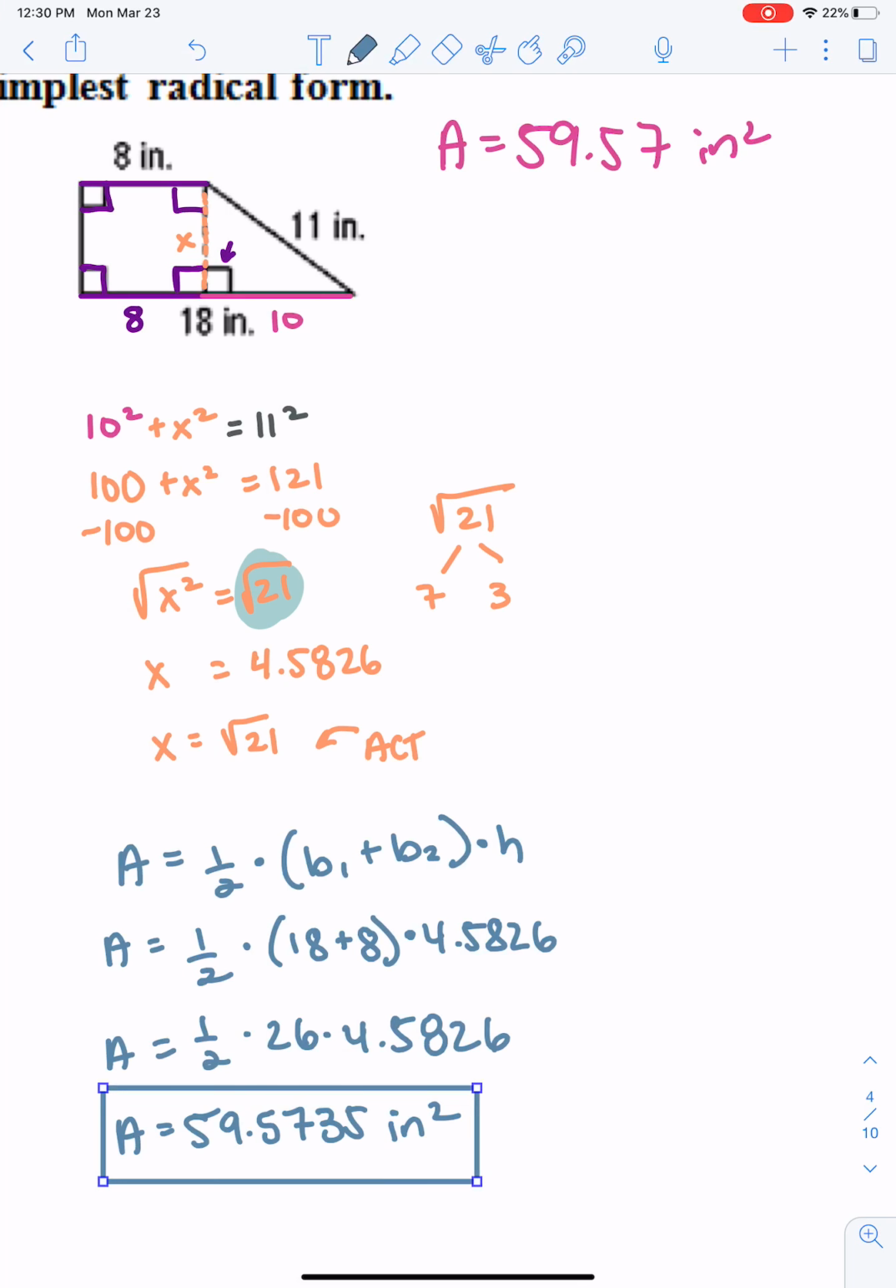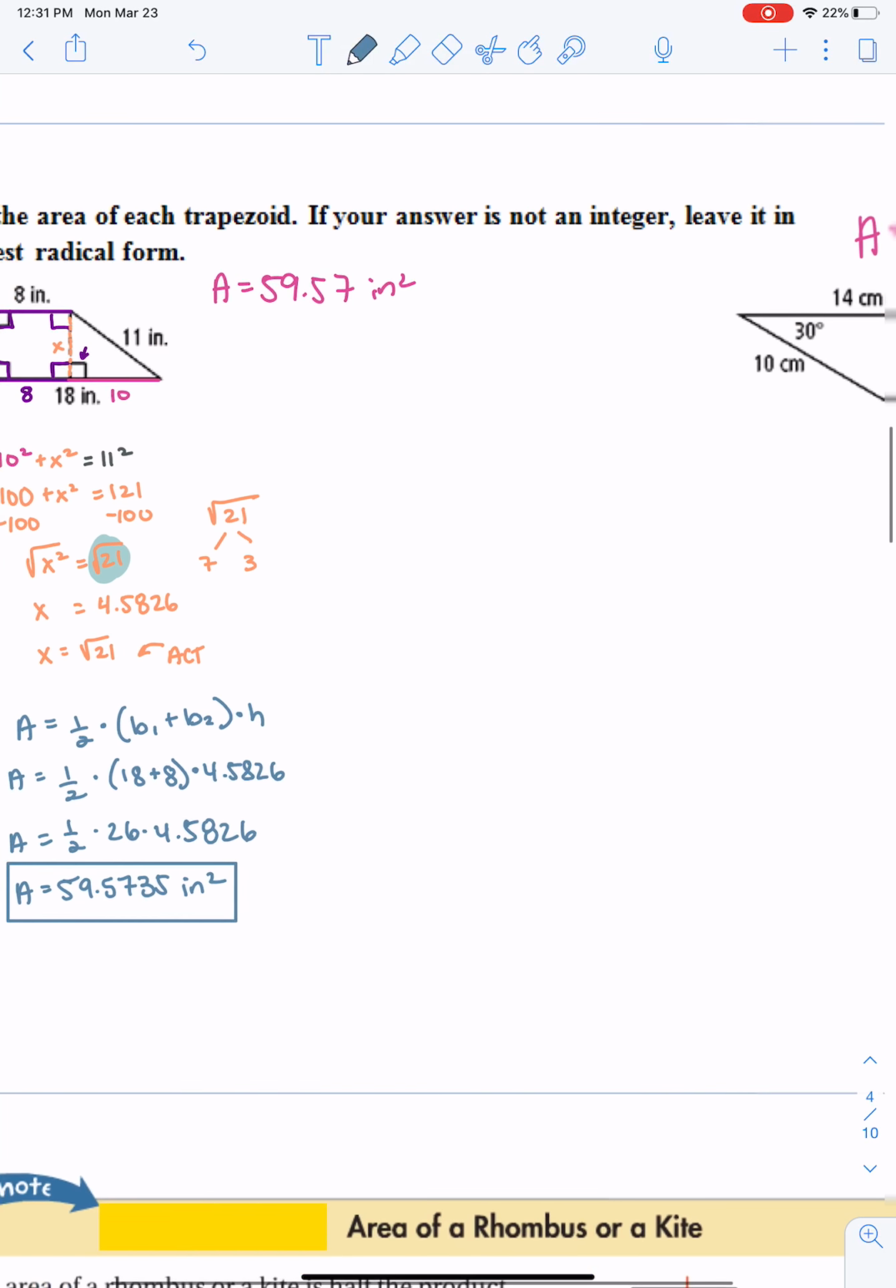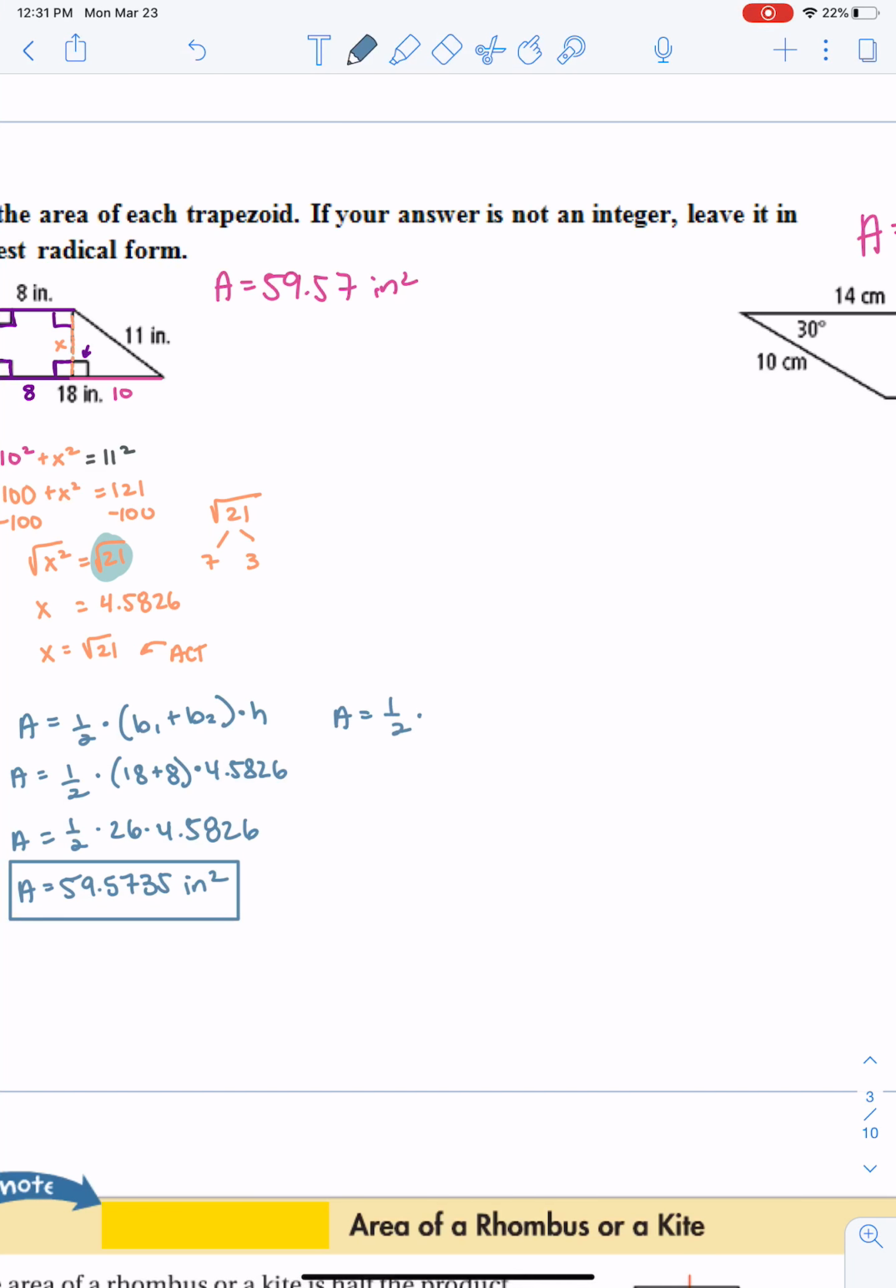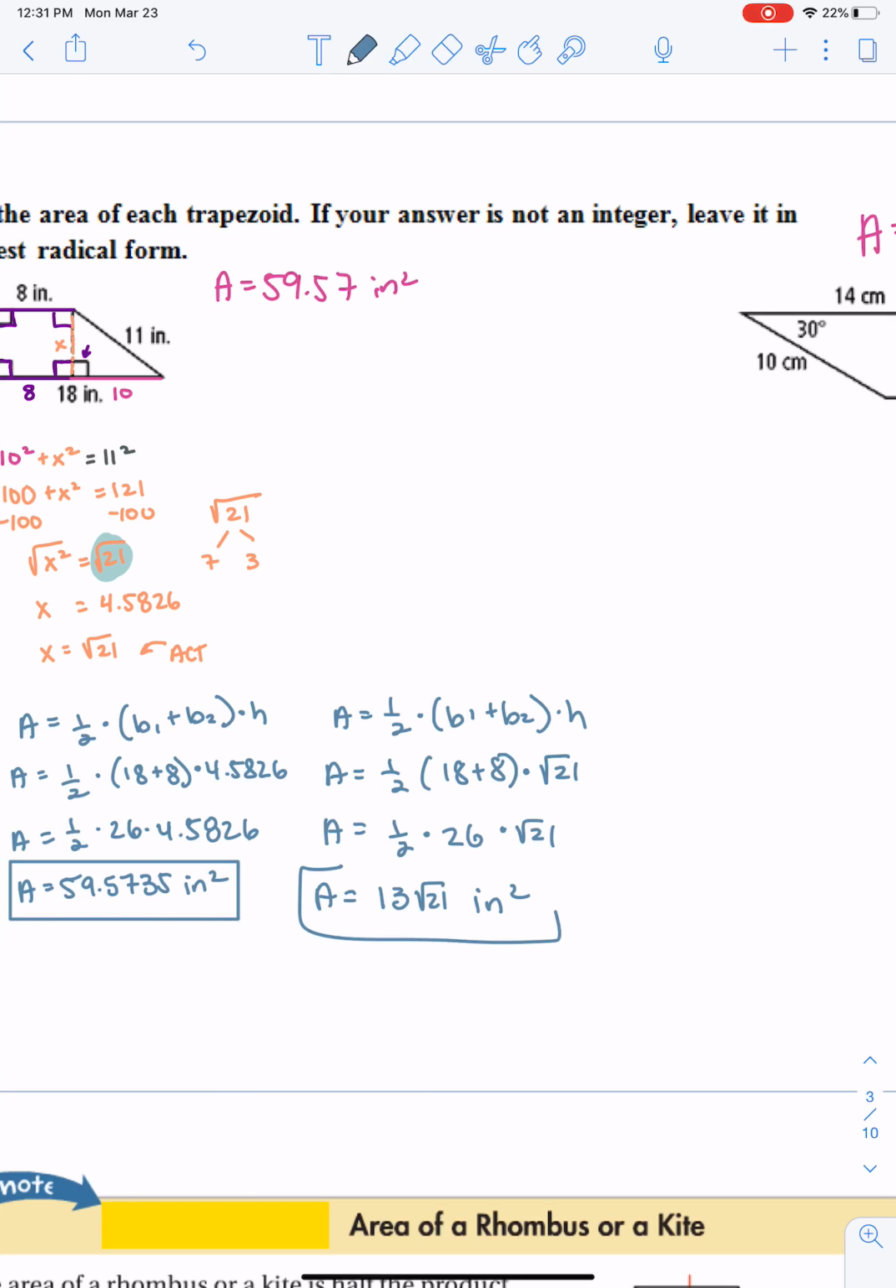If you'd like to do the ACT way, it would be the same thing, 1/2 times base 1 plus base 2 times height. And we would do 1/2 times 18 plus 8, but this time the height we would leave as the square root of 21. 1/2 times 26 times square root of 21. And I would say 1/2 times 26 is 13, and I would just leave it like this. Ooh, that's some bad handwriting. And the unit, again, would be inches squared. Same thing, that's just the ACT version.